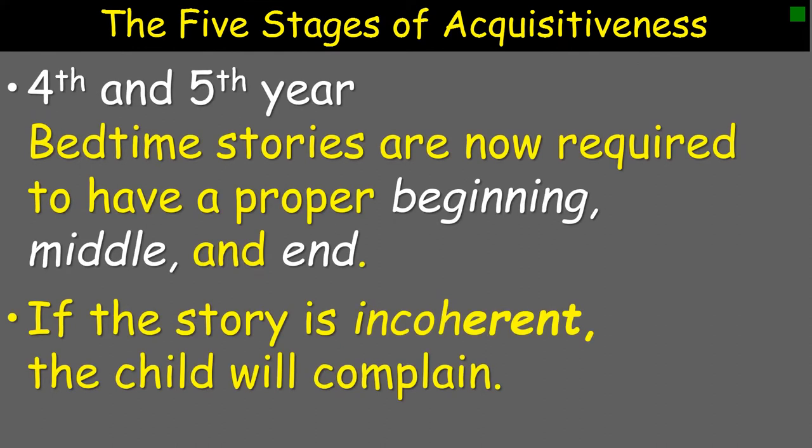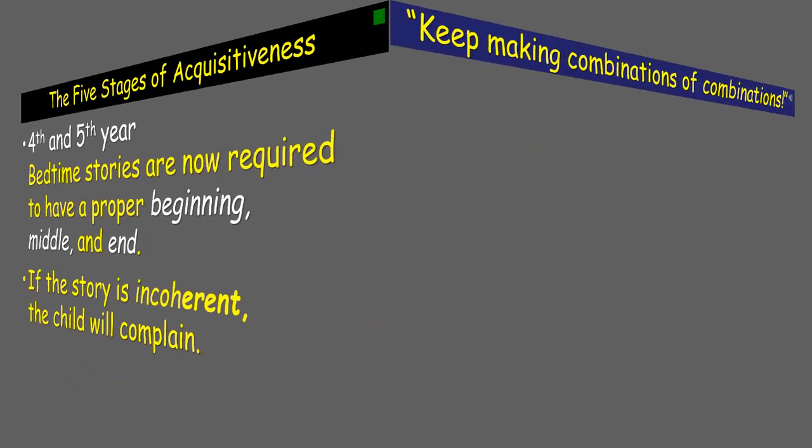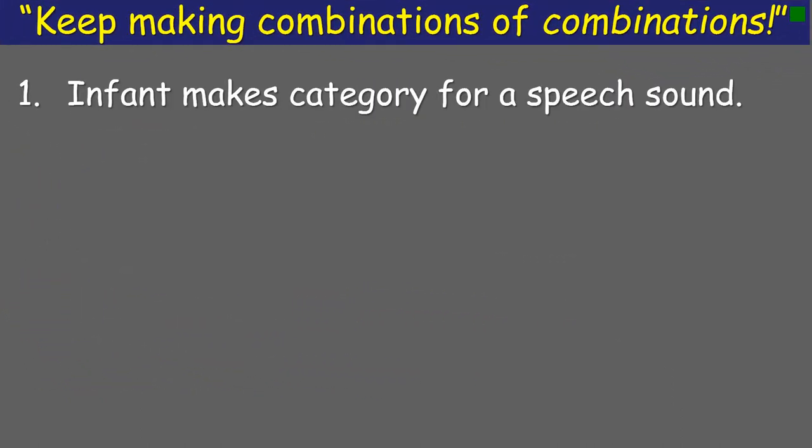In the fourth and the fifth year, bedtime stories are now required to have a proper beginning, middle, and end. They have sort of got a template for what a good story is. And if the story is incomplete, incoherent, the child starts complaining about it.